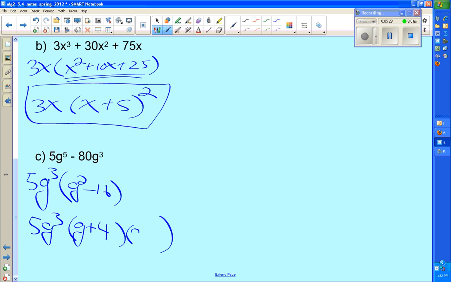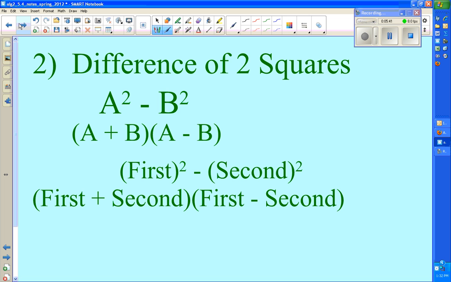Plus 4g minus 1. Those are g's, not 6's. Okay? So what's in common? Got to get it out first. You might remember difference of the squares. And I know we're reviewing stuff you're supposed to know, but there are still people in the room that can't factor the first 4 steps. You need to get help. You've got to get help.